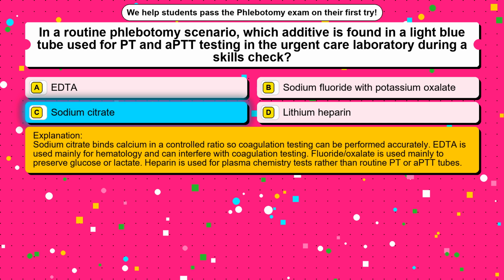Sodium citrate binds calcium in a controlled ratio so coagulation testing can be performed accurately. EDTA is used mainly for hematology and can interfere with coagulation testing. Fluoride/oxalate is used mainly to preserve glucose or lactate. Heparin is used for plasma chemistry tests rather than routine patient or APTT tubes.